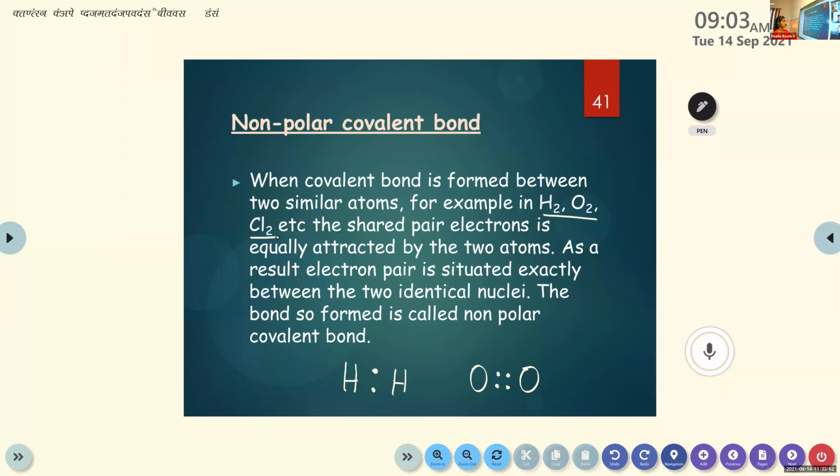The shared pair of electrons is equally attracted by the two atoms. As a result, this electron pair is situated exactly at the center between these two atoms. Okay, clear children? It's equally attracted between the two atoms. So the electron pair is situated exactly between two identical nuclei. That means between two hydrogen atoms, the position of the electron pair is the same, at equal distance from both hydrogen atoms. So the bond so formed is called non-polar covalent bond. The bond formed due to the equal distribution of electrons between these two atoms is known as non-polar covalent bond. Clear, Aditya? Yes, ma'am. Yes, okay.